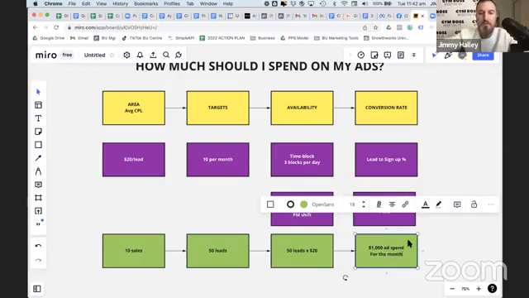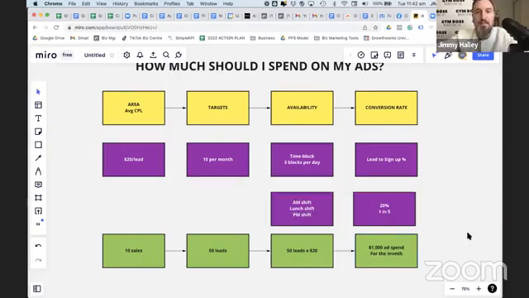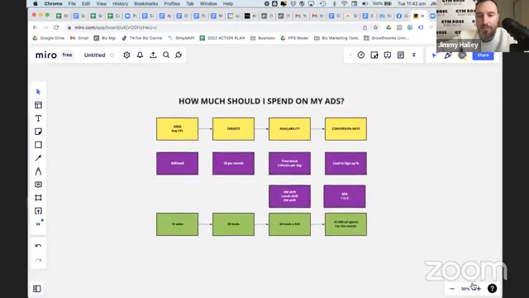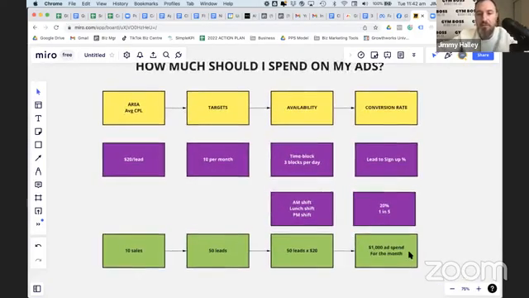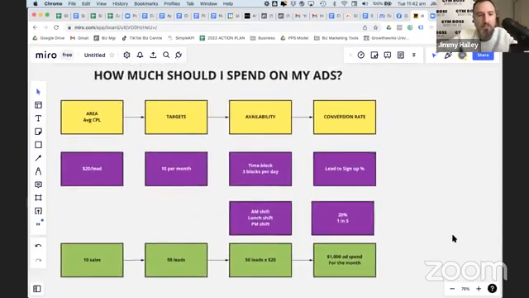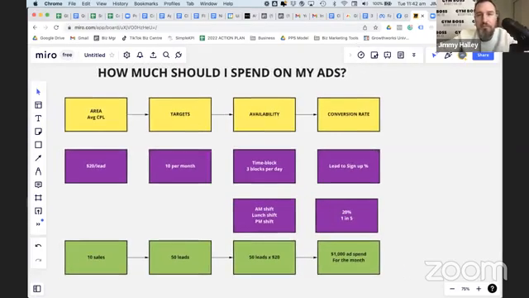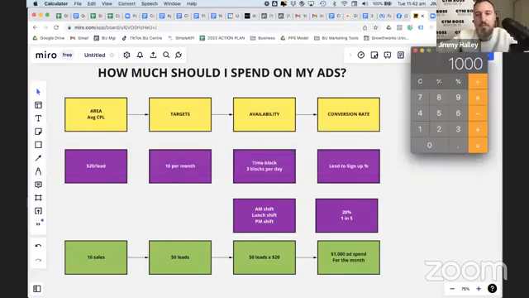For the month. Now, on average, how many days in the month? There's an average of 30 days, right? So we don't want to say 31. Let's just be on the conservative side. So how much should we spend? Drum roll, please, per day. Does anybody want to do that? I'll do it here for you.